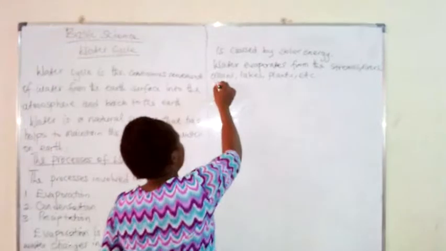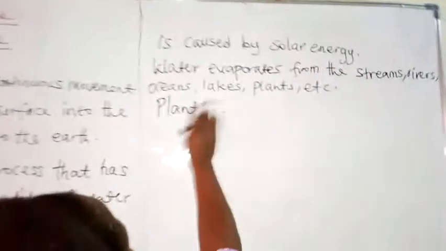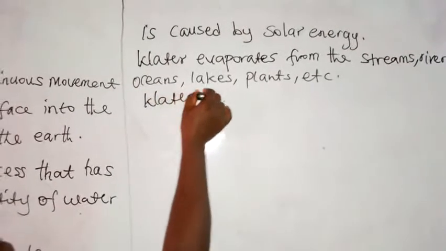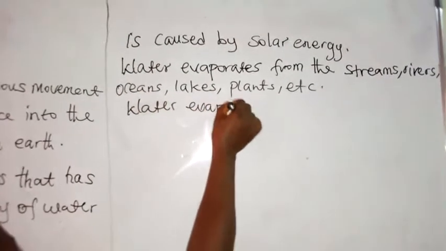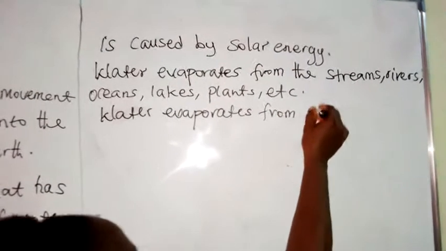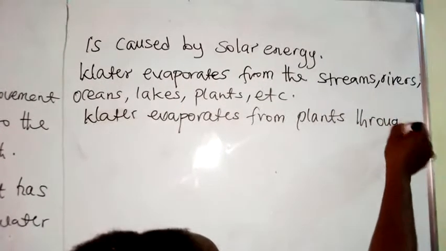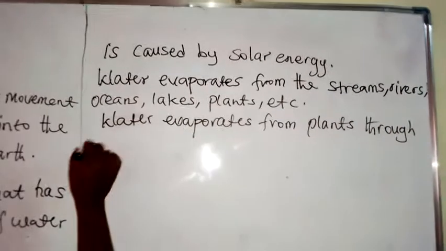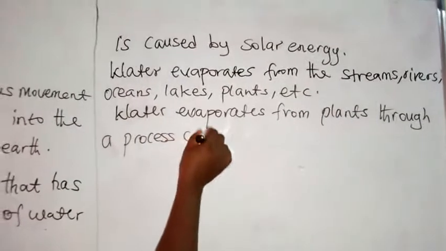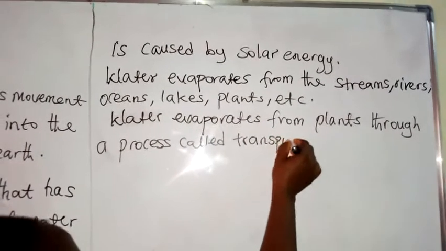So, water evaporates from plants through a process called transpiration.